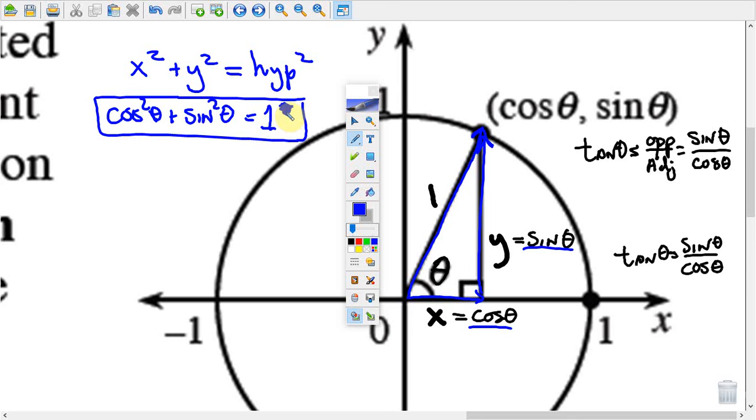Alright guys, so just a little recap of a variety of things that we've talked about with unit circle this chapter. Hope that's a good refresher, and I'll see you next class.